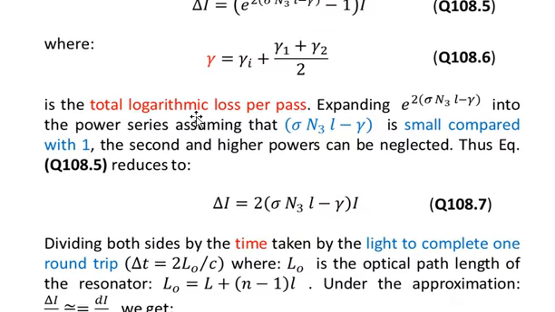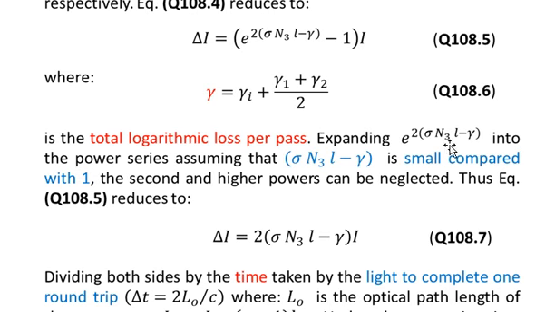So gamma is actually the total logarithmic loss per pass. Expanding the exponential term, e to the power 2 sigma N3 L minus gamma, into a power series, assuming that 2 sigma N3 L minus gamma is small compared with 1. In the expansion, the squared term and the higher power terms can be neglected. So we can keep only the first two terms in the expansion.